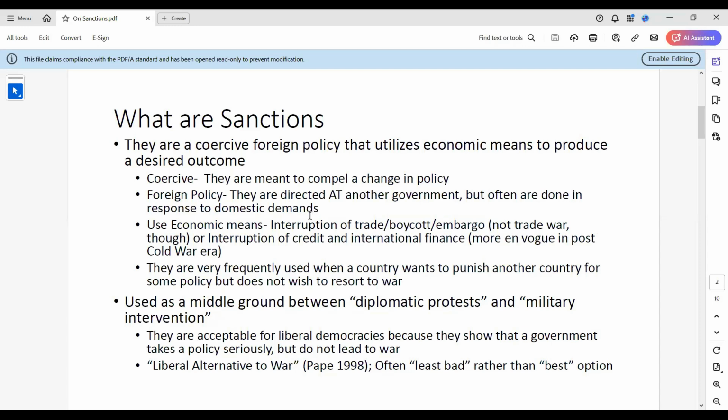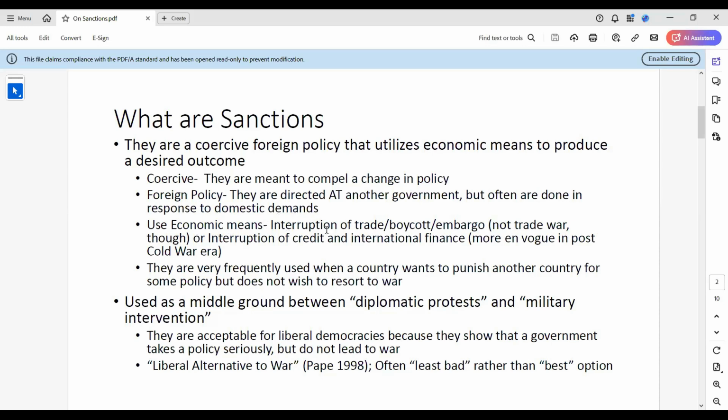Again, it's directed at another government, so it's a foreign policy. There are two different actors, of course. One of them is a target, which is Russia in this case, and one of them is a sender, which is the United States. The United States is considered the sender of sanctions, and that's how the foreign policy works. It utilizes economic means in terms of the available options within sanctions regimes.